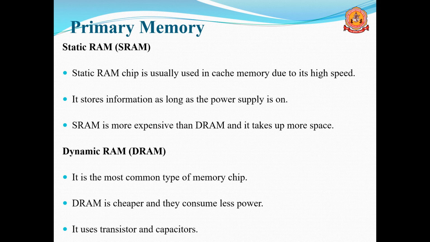The next one is the dynamic RAM. Dynamic RAM is the most common type of memory chip. DRAM is cheaper and consumes less power compared to static RAM. Mainly, dynamic RAM uses transistors and capacitors to store the data.